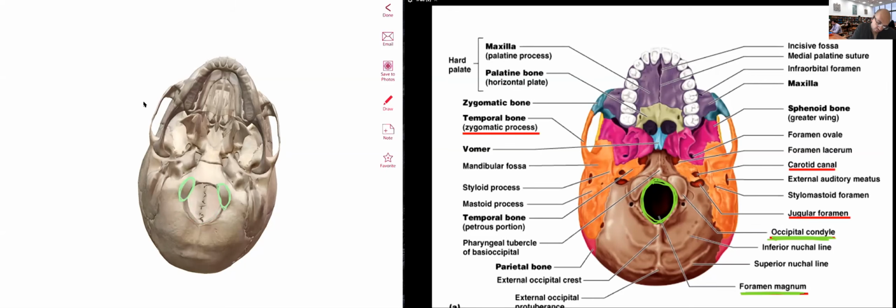So what is the function of the foramen magnum? The foramen magnum is going to be the conduit that connects your brain to the spinal cord.